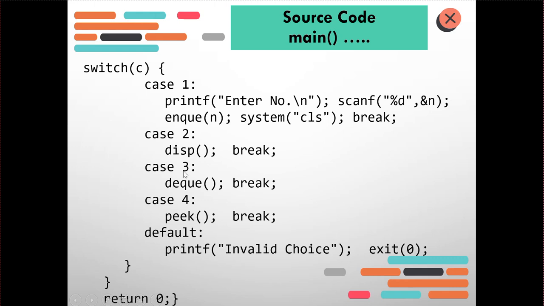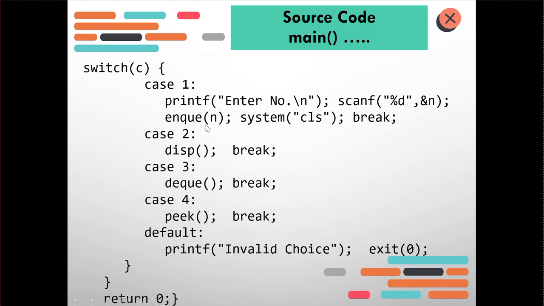Case 3 means he or she wishes to do a dequeue operation. Same for 4, he wishes to do a peek operation. Default means the user hasn't inputted any of these valid values from the menu. In that case, we will be exiting the program. So what remains is the implementation of these 4 functions, starting with enqueue.